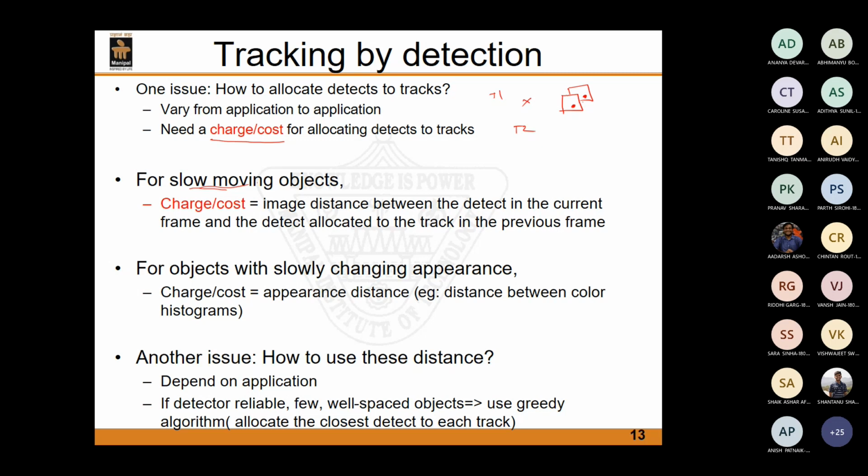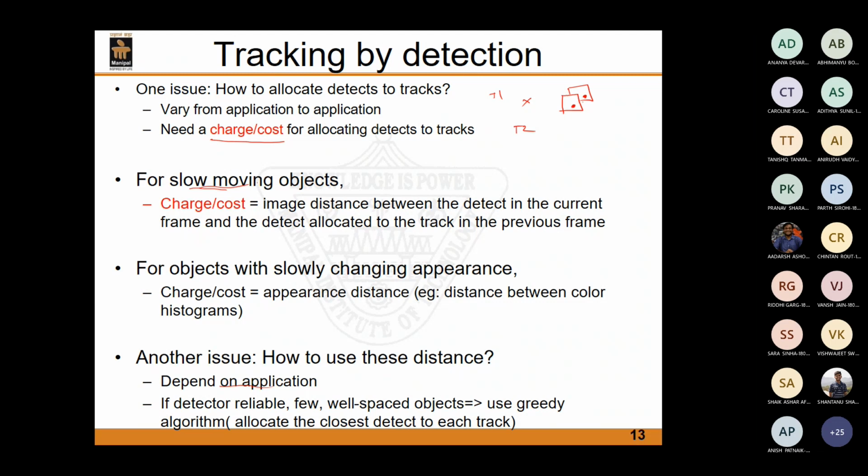And then finally, how to use these distances. Now, what we see is that it depends upon the kind of application that we are using, the frame rate that is present in the video, the image resolution which is present in the video, and so on.